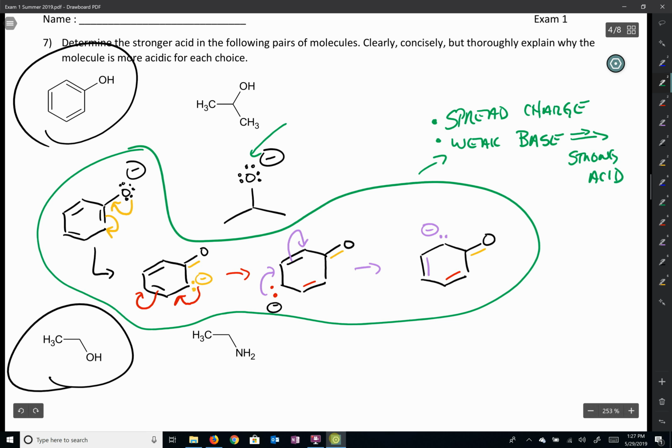There is no delocalization on that oxygen right there, which means it's a very strong base. And strong bases come from weak acids.